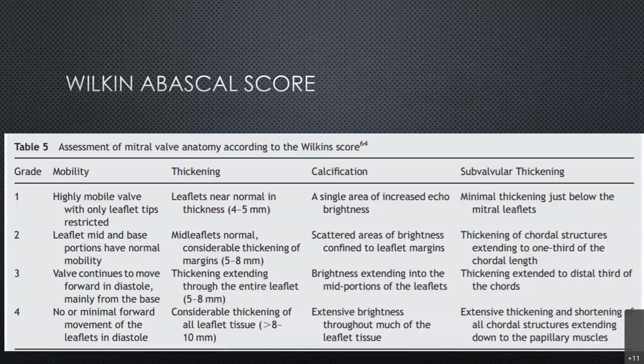They might quiz you on this. So this is the Wilkins-Abascal score, and this grades mobility of the leaflets, thickening of the leaflet, calcification, and if there's any subvalvular thickening going on. Score goes from 1 to 4, depending on the severity. If the Wilkins-Abascal score is less than 8, it's favorable to do mitral valvotomy for the patient's benefit. But if it's more than 8, then not so favorable. And the big thing is calcification. You go through all this, but later on they looked at just calcification, and that was the most important thing driving prognosis, how patients did after a mitral valvotomy.